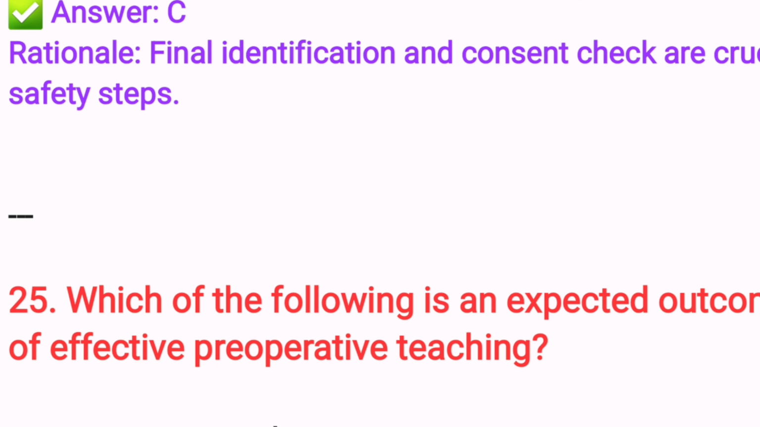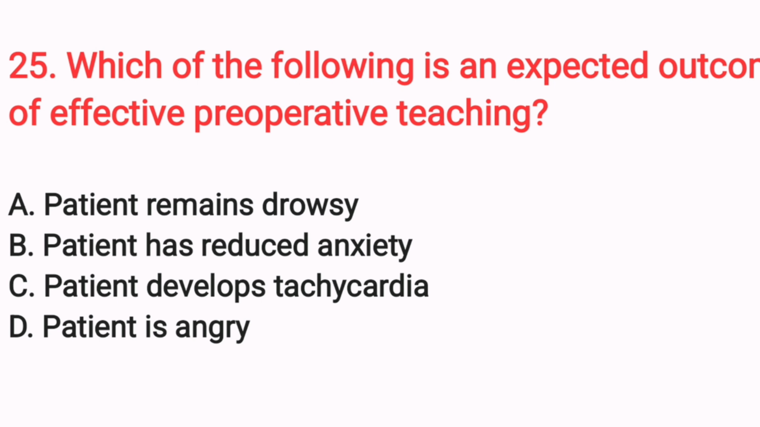Next, which of the following is an expected outcome of effective preoperative teaching? Option A, patient remains drowsy. Option B, patient has reduced anxiety. Option C, patient develops tachycardia. Option D, patient is angry.